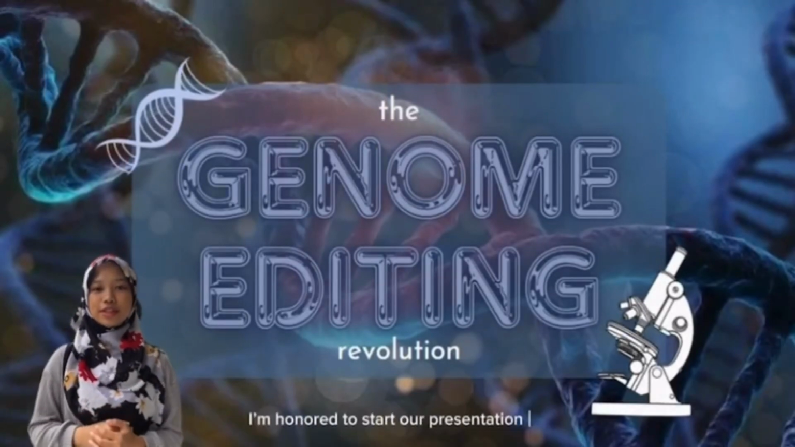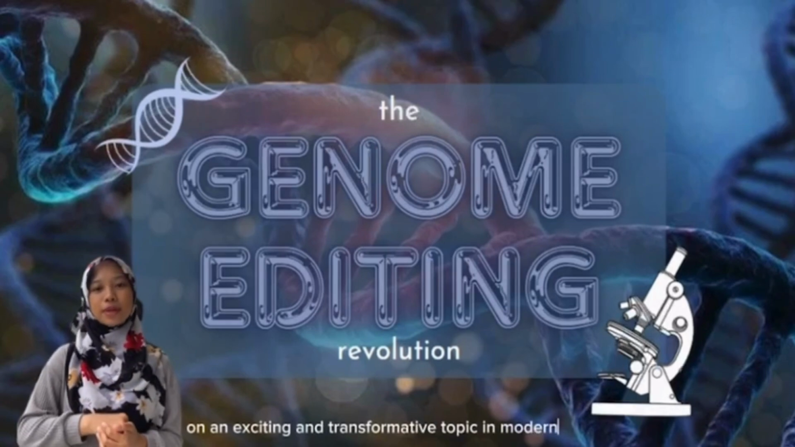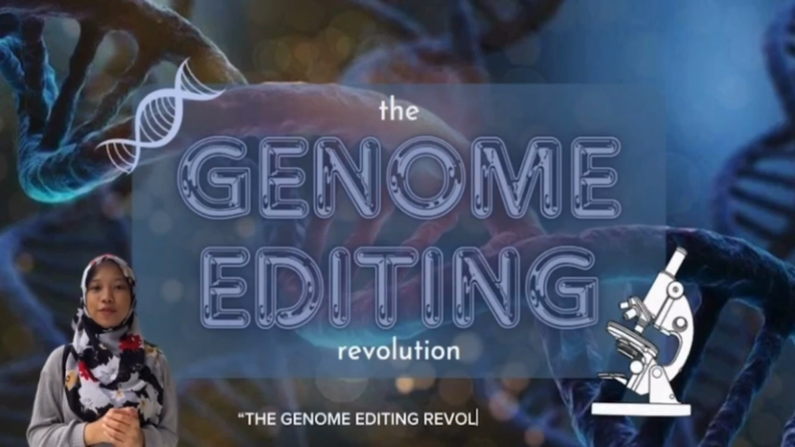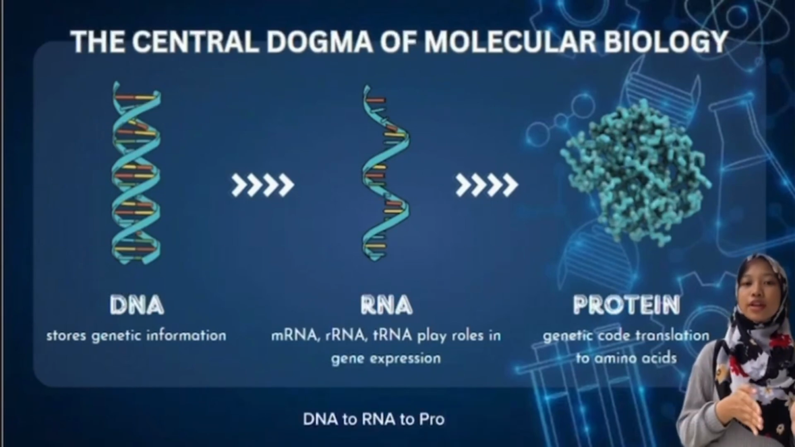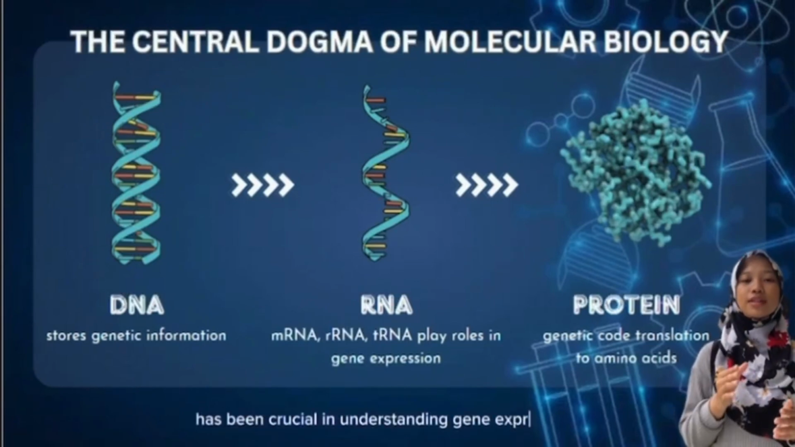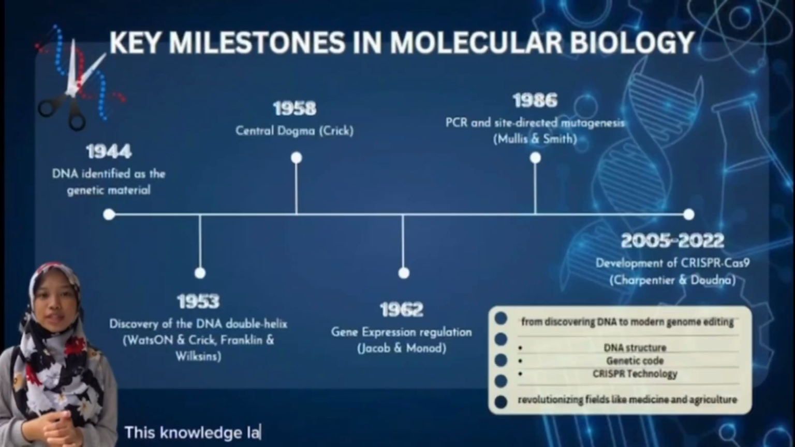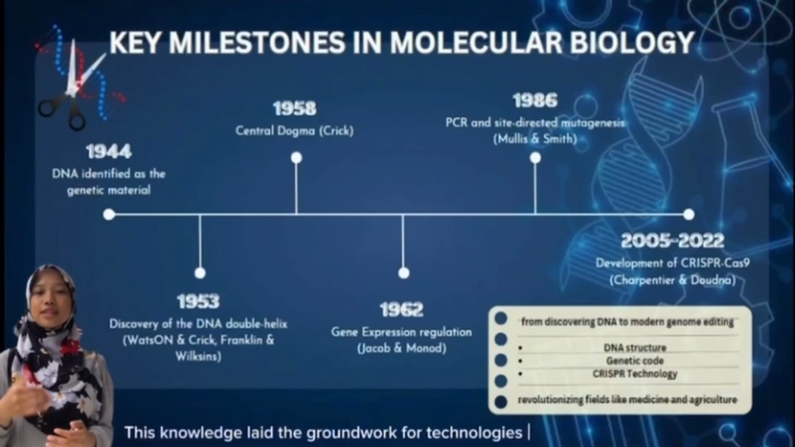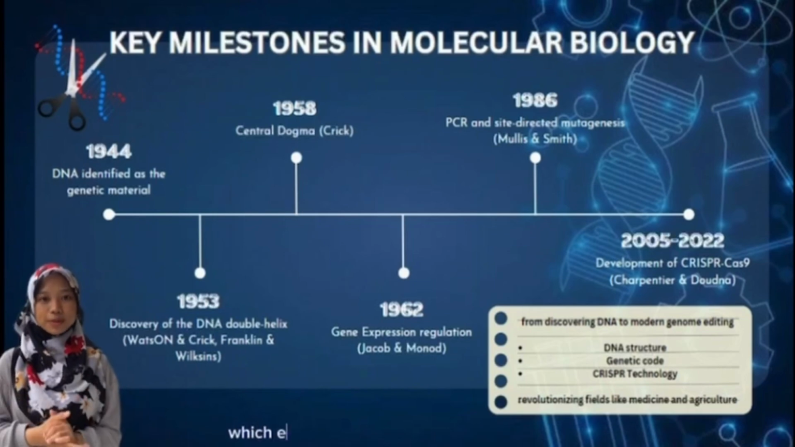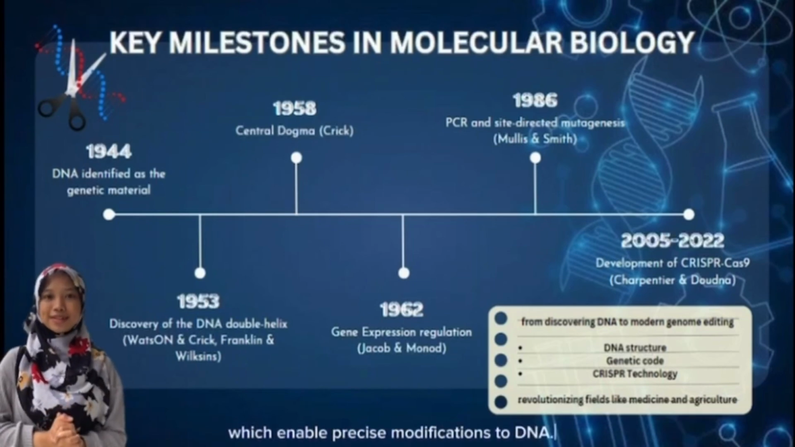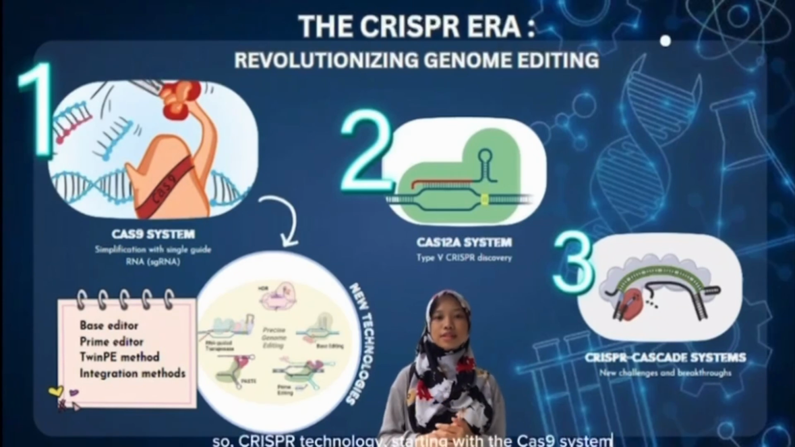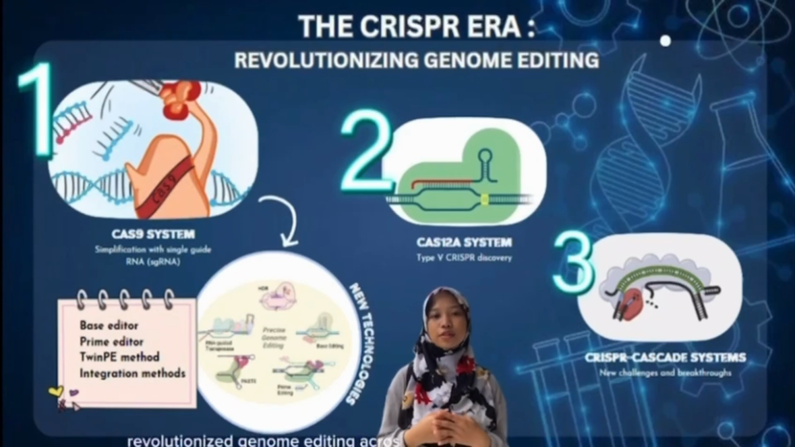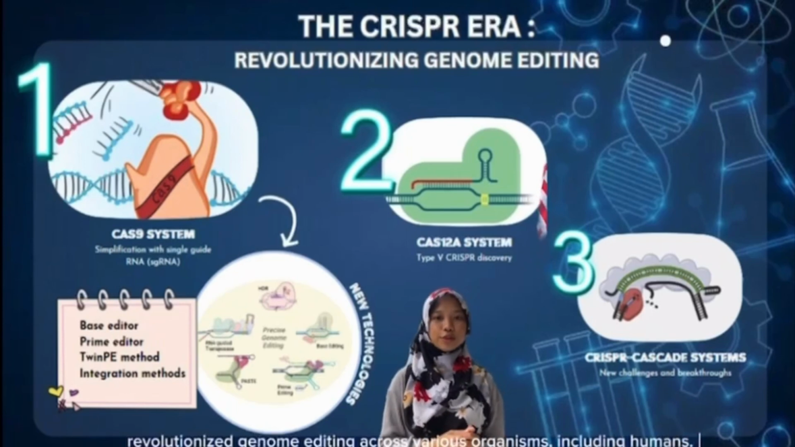I wanted to start our presentation on an exciting and transformative topic in modern science, the genome editing revolution. The central dogma of molecular biology, DNA to RNA to protein, has been crucial in understanding gene expression. This knowledge laid the groundwork for technologies like CRISPR-Cas9, which enable precise modifications to DNA. So, CRISPR technology, starting with the Cas9 system, revolutionized genome editing across various organisms, including humans.